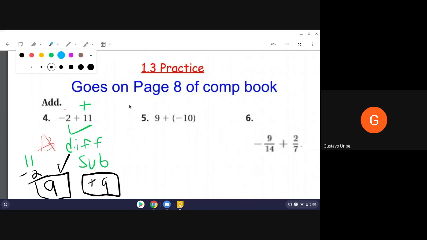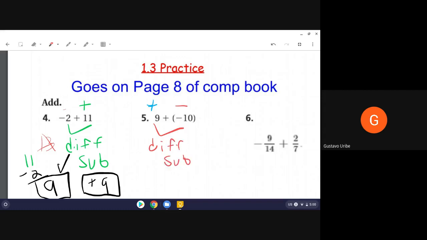Okay, well, let's see. This does not have a minus in front of it, so this is actually a positive number. Plus, in parentheses, I have a negative 10. So that 10 is actually a negative. Well, look here. Positive, negative, they are different signs. So I'm going to go ahead and subtract them, right?